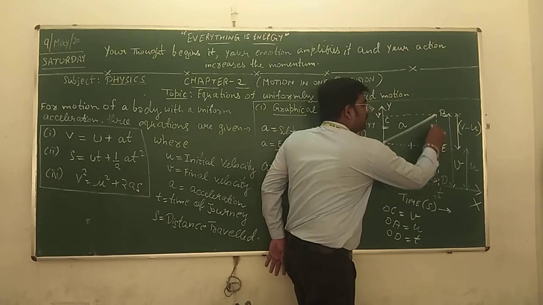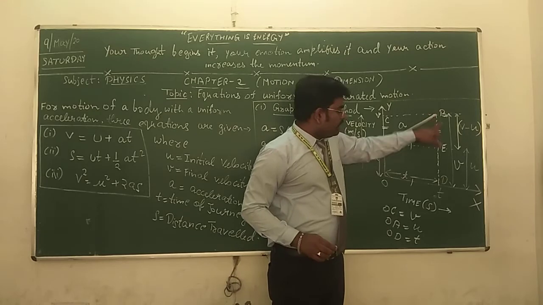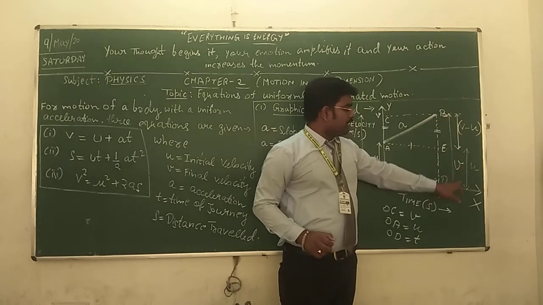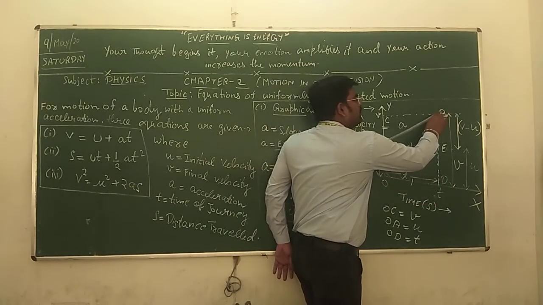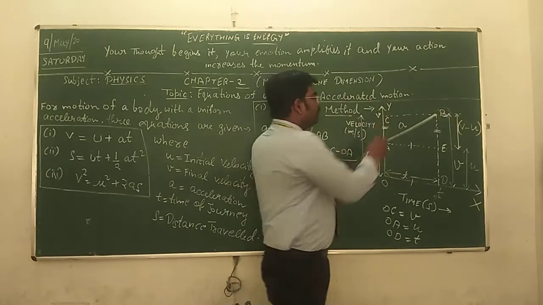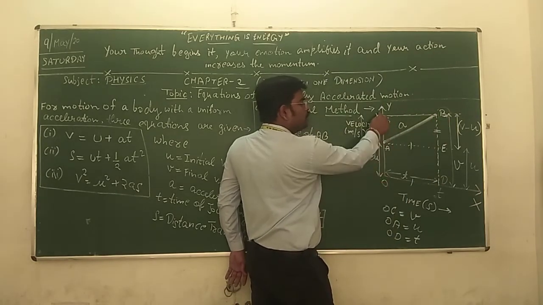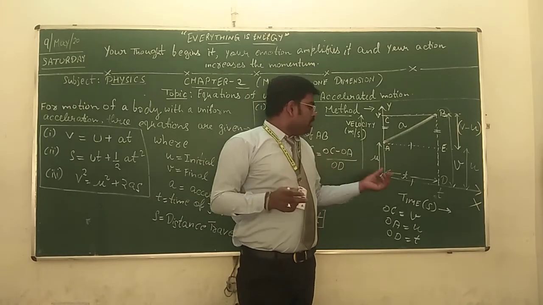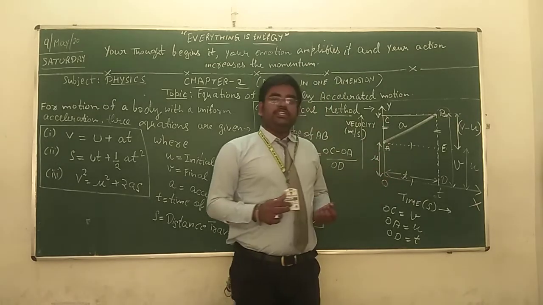And listen, we have to draw a line from point B to D. That is the final velocity V, because the body covers a particular velocity at point B. So we calculate from O to C, that is the final velocity. This is your final velocity, class. From O to C is your final velocity, and OA is your initial velocity.